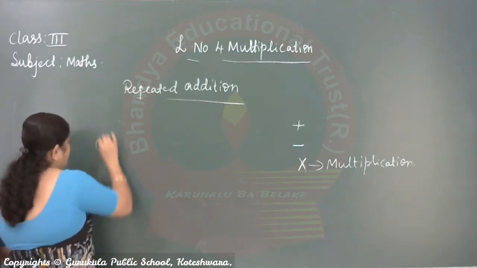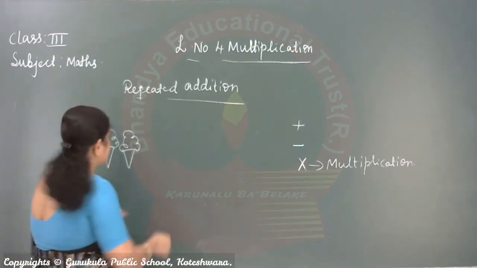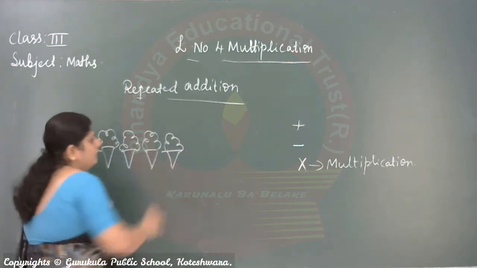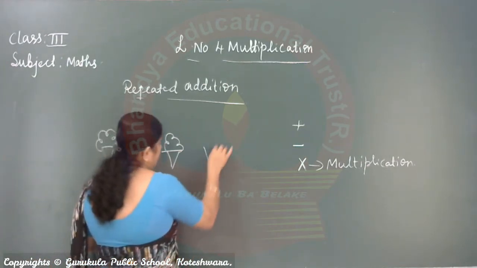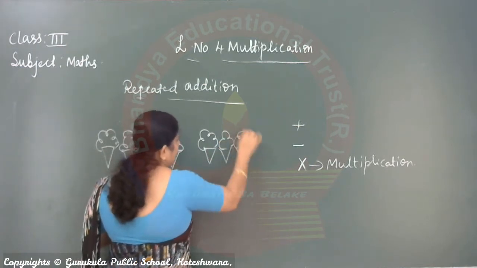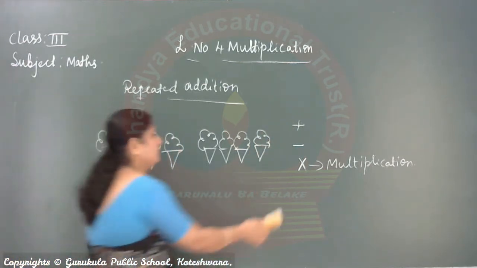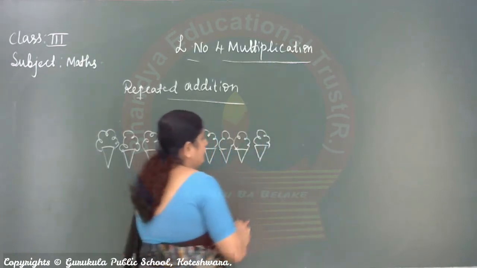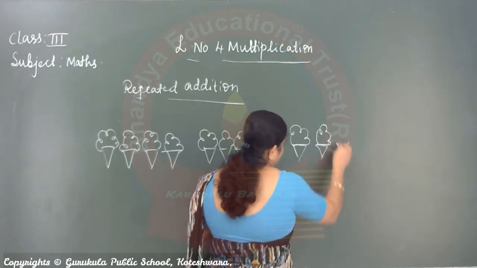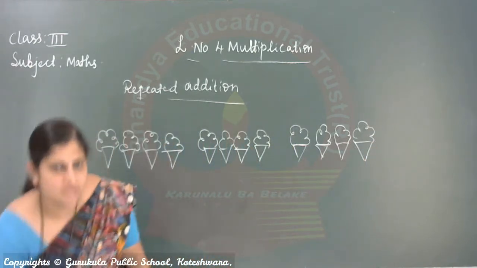You eat ice creams, no? Yes, you like ice cream. Everyone likes ice cream? Yes. So here say how many ice creams are given? 4 ice creams are given. Again, one more set of 4 ice creams are given. Again, here 4 ice creams are given.